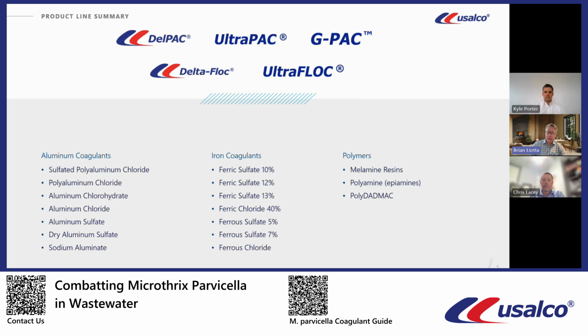For iron and aluminum specifically, we manufacture a comprehensive range, including polyaluminum chloride, ferric sulfate, and ferric chloride, all designed to enhance coagulation, reduce sludge, and improve water clarity. Our polymer lines, such as the Polydad Max and EPIs, offer additional tools to support efficient coagulation and liquid solid separation, ensuring optimal performance.